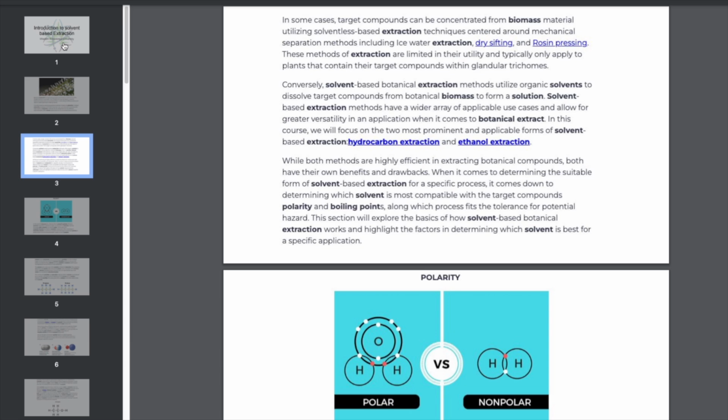When it comes to determining the suitable form of solvent-based extraction for a specific process, it comes down to determining which solvent is the most compatible with the target compound's polarity and boiling points, along with which process fits the tolerance for potential hazard. This section will explore the basics of how solvent-based botanical extraction works and highlight the factors in determining which solvent is best for a specific application.